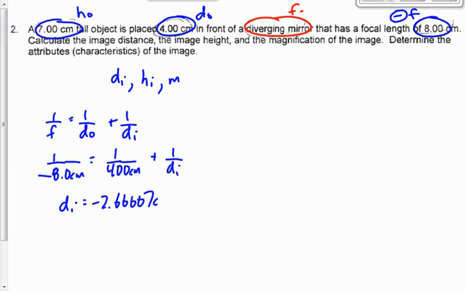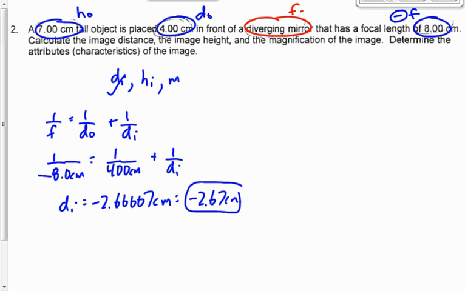And that's going to be in centimeters. Let's round that to negative 2.67 centimeters. I wrote down the unrounded number in case I need to use that later on, but my final answer for DI would be negative 2.67. All right, so we got DI. Let's try something else now.